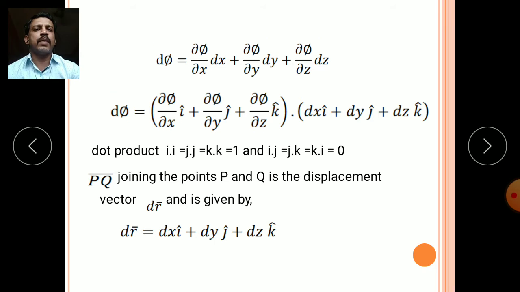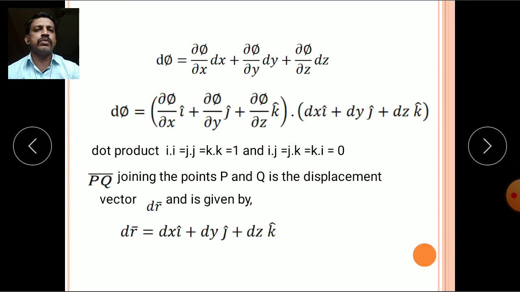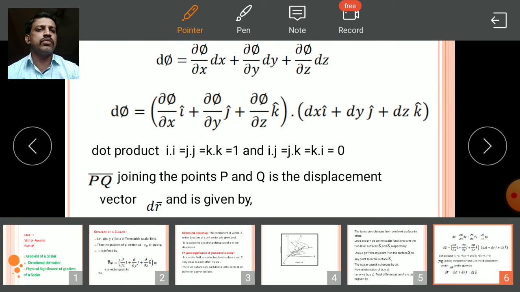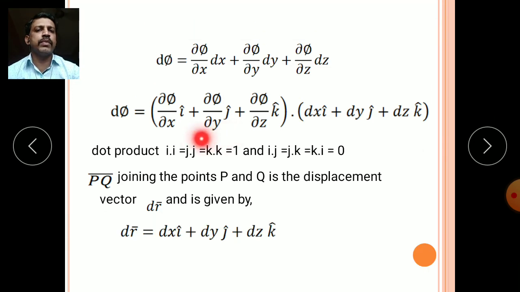As we know, if we multiply ∂phi/∂x i by this whole bracket, then i dot i is 1, therefore you will get ∂phi/∂x into dx, the first quantity. If we multiply the first quantity by dy, it will be 0 because i dot j is 0 and i dot k is also 0. Similarly, if we multiply by the second term, then j dot i is again 0 because they are rectangular unit vectors, and j dot j is 1, therefore you get ∂phi/∂y into dy, the second quantity.